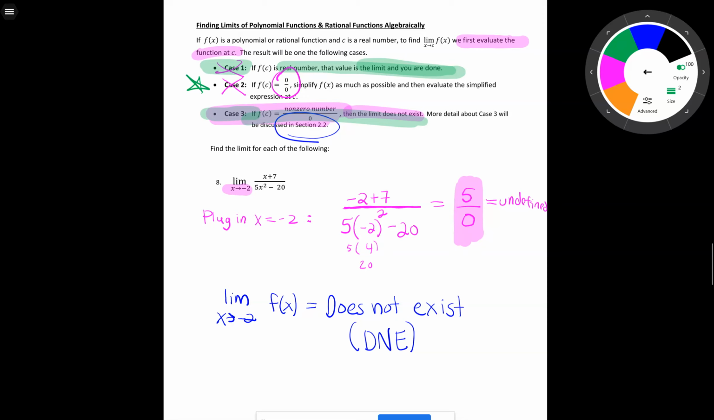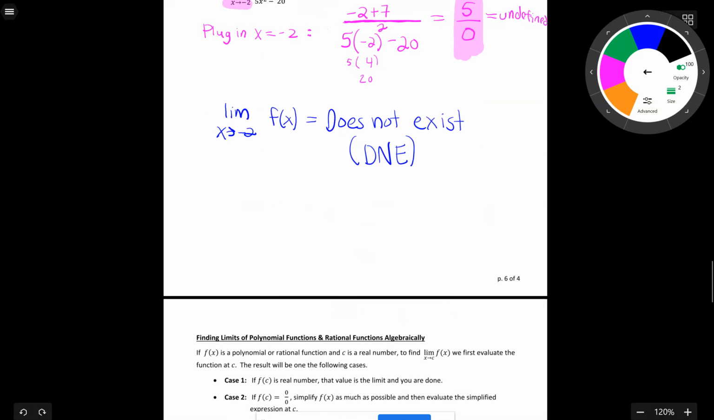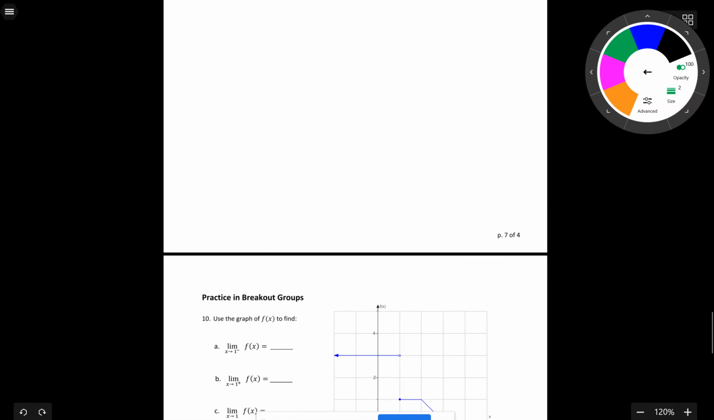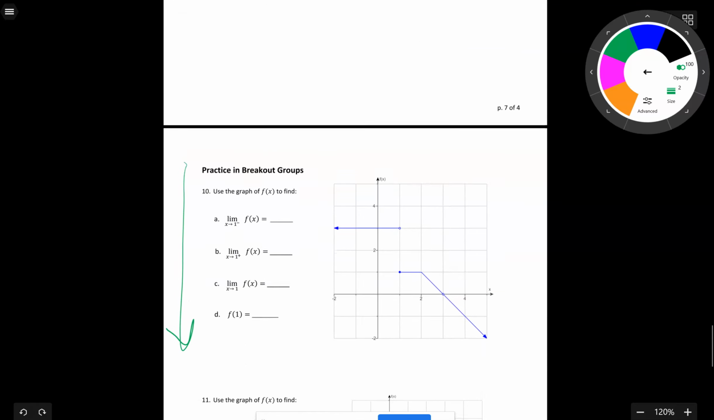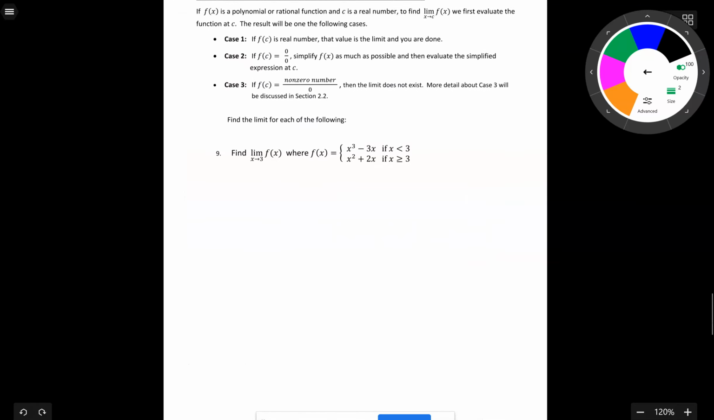Okay, 2 minutes, y'all. We can totally do it. 2 minutes. And just heads up, I'll have the answer key written for the breakout group problems that we didn't have time to do. They were just extra practice.